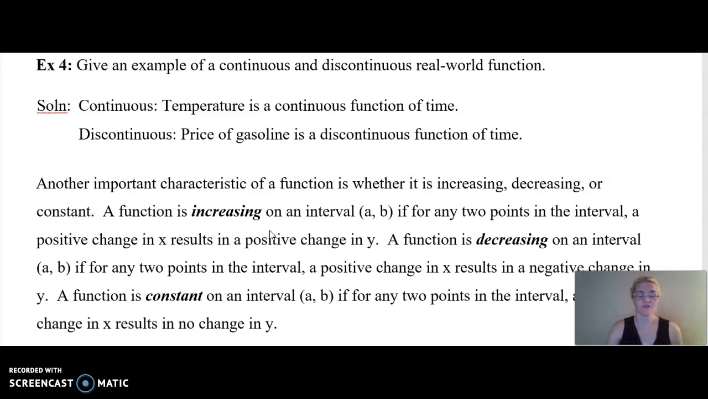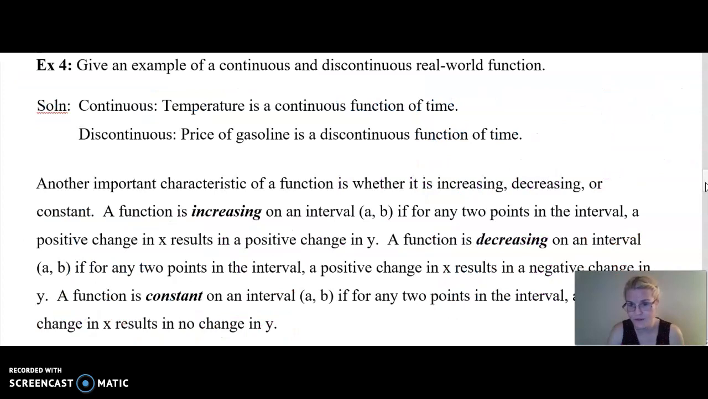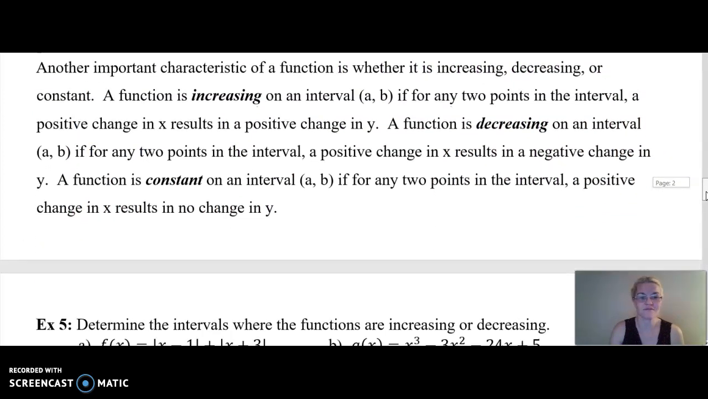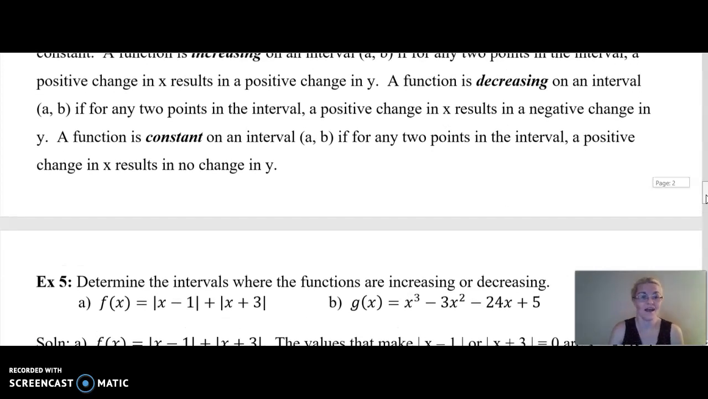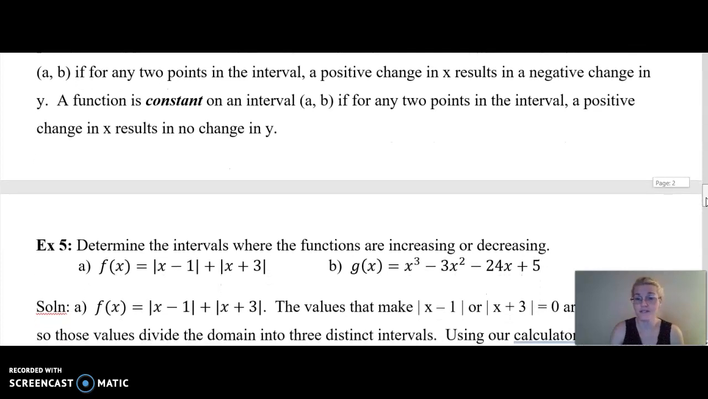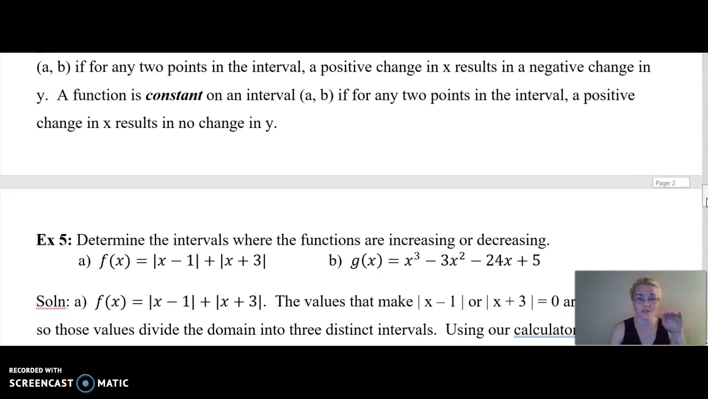So the official definition is a function is increasing on an interval from a to b if for any 2 points in the interval, a positive change in x results in a positive change in y, which is everything I just said. A function is decreasing on an interval from a to b if for any 2 points in the interval, a positive change in x results in a negative change in y. And a function is constant on an interval ab if for any 2 points in the interval, a positive change in x results in no change for y, hence the horizontal line.